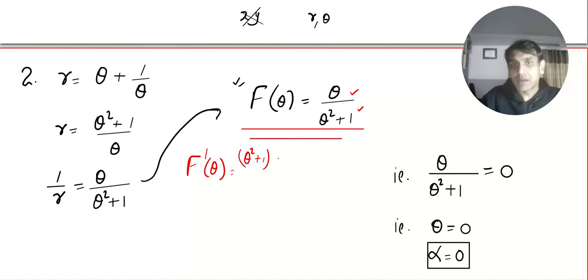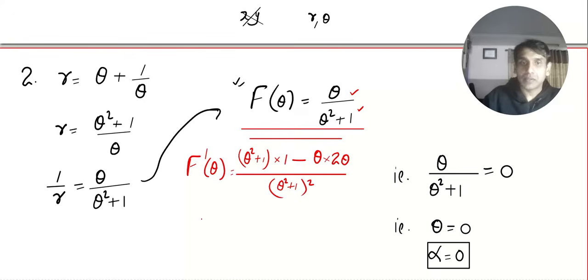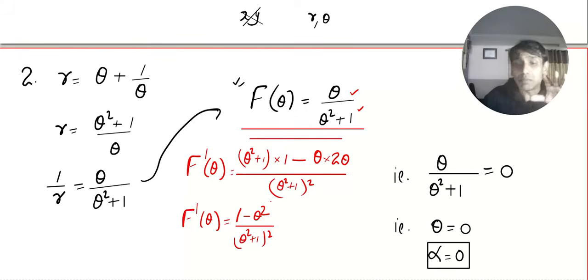Denominator multiplied by derivative of numerator minus numerator multiplied by derivative of denominator, the whole divided by denominator square. And that simplifies to, you can just expand, simplify. I can see this will simplify to (1 minus theta square) divided by (theta square plus 1) the whole square. By the way, it's not compulsory to simplify because we are going to plug in the alpha value.